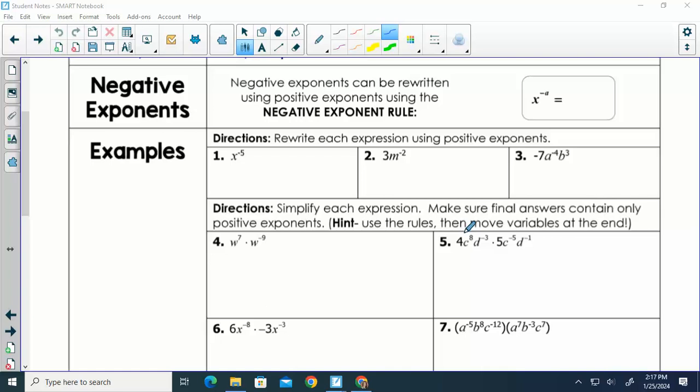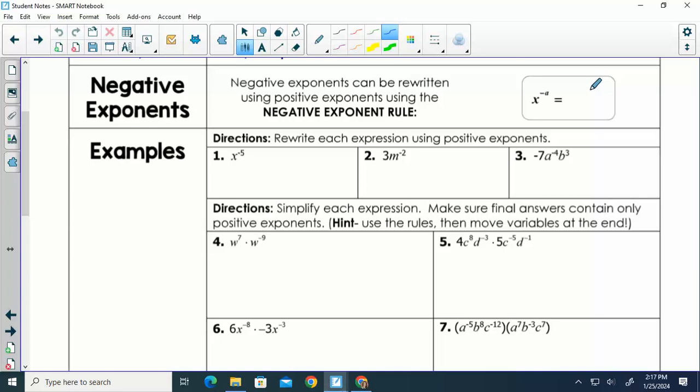So the final piece with exponents is what we do when we have a negative exponent. After this, we're just going to do a little more review with them. We'll be having a quiz soon, so we need to make sure we know what's going on. So a negative exponent, does anyone remember what that does? You may have never seen it before.